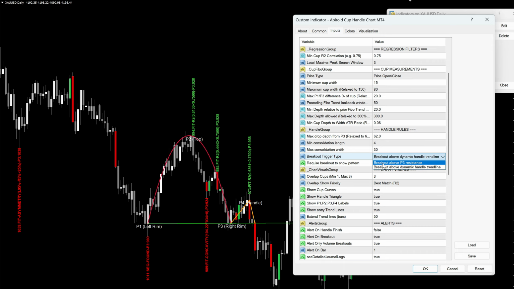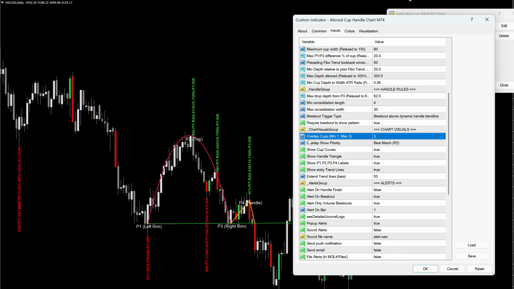And this one, breakout above P3 resistance or dynamic handle trend line. If you have set this to dynamic, then it will draw this trend line from P1 to P3 and extend it further by however many bars you say. It will check for the breakout. If P3 was a little bit below, then the trend line would be slanting and that breakout bar will need to cross over that trend line. But if you set this to breakout above P3 resistance, in that case it will draw a horizontal line right here from P3, and the breakout will happen right over here. I would suggest just leaving it at dynamic because you will also see these slanted trend lines.